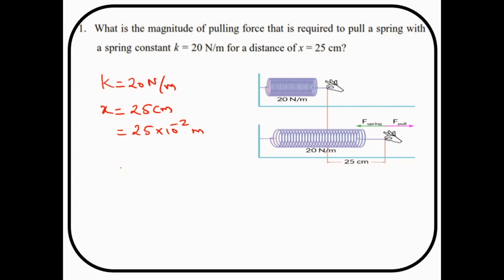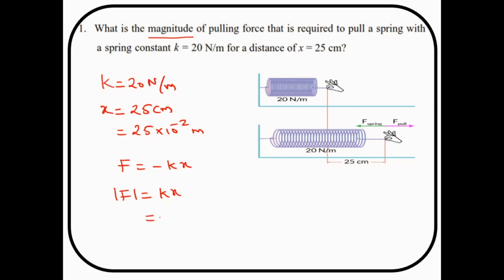Now I am going to apply Hooke's law. Hooke's law is given by the relation F equal to minus Kx. And here we are going to find only the magnitude of the force. Therefore the magnitude of the force is given by the relation Kx. Now I am going to substitute the value for K as well as for x.